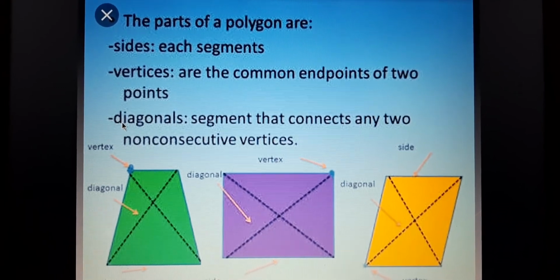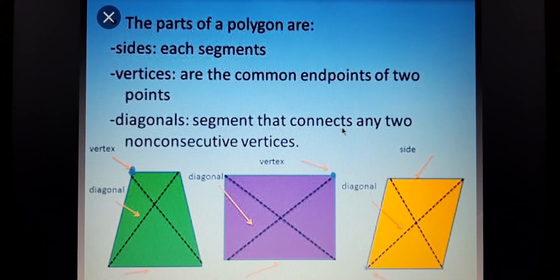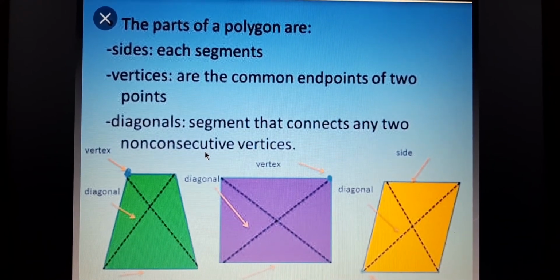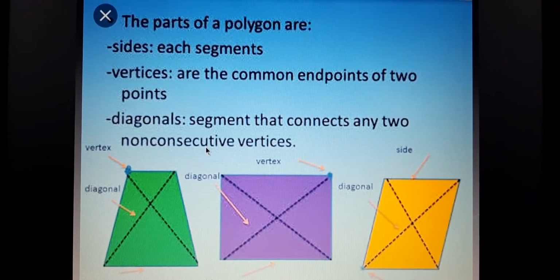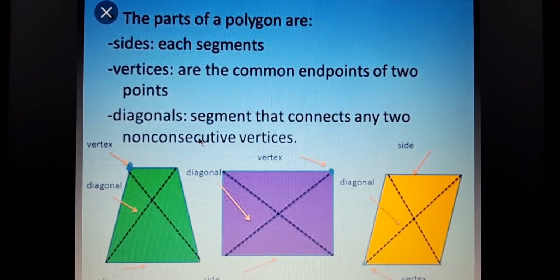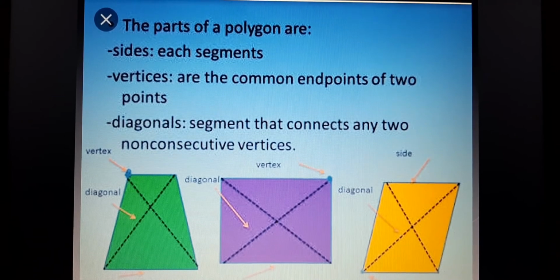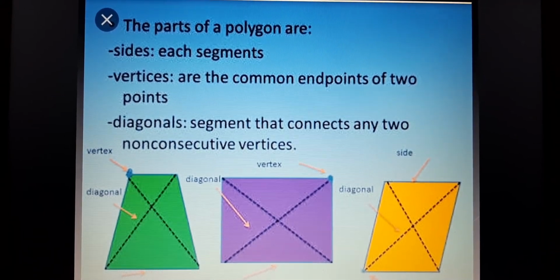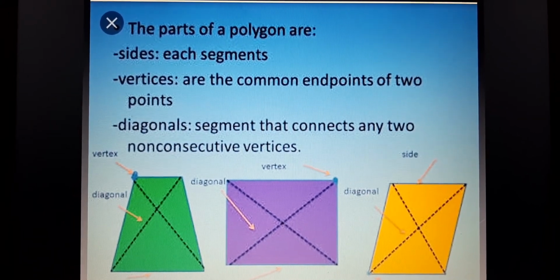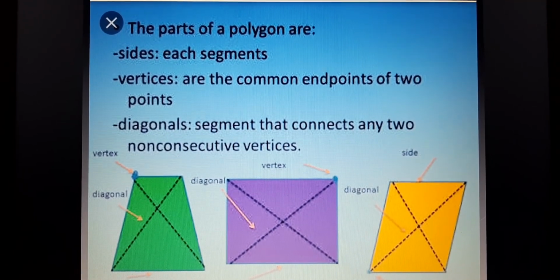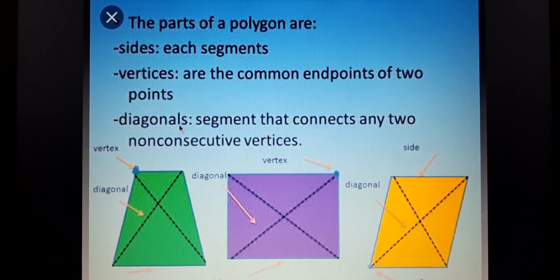Next, a diagonal is a segment that connects any two non-consecutive vertices. Consecutive means, for example, 1 2 3 4 5. These are the numbers written continuously, right? So it is called consecutive. But non-consecutive means like 1, 3 and 5. What is left out? 2 and 4, because there is a gap in between. So a gap in between means it is called non-consecutive.